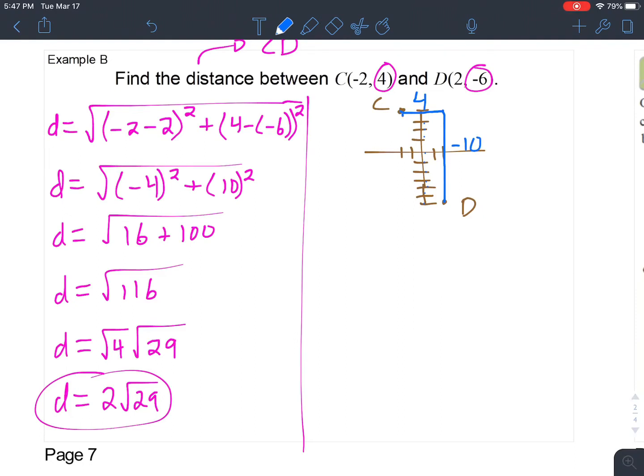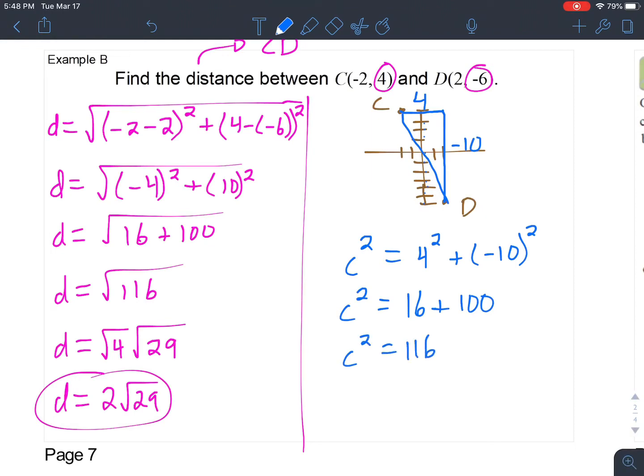So if we put this into the Pythagorean theorem, if we draw in the hypotenuse there, the hypotenuse was c squared. A squared, it doesn't really matter which one we choose, so I'm just going to say it's 4. And then we have to do b squared, which is -10 squared. We simplify, we get c squared equals 16 plus 100. C squared equals 116.